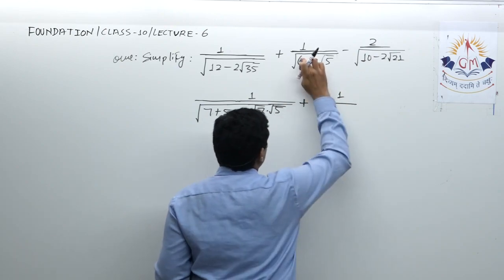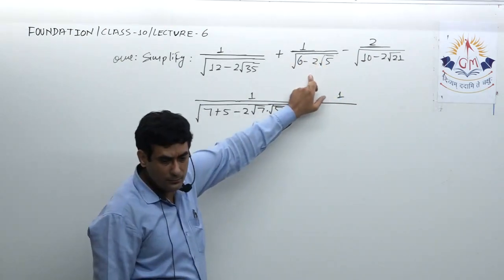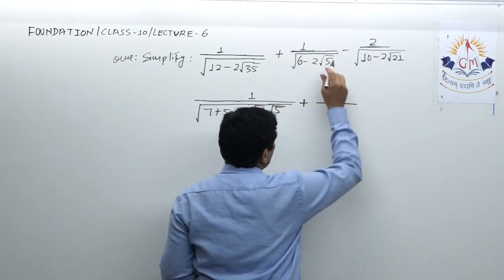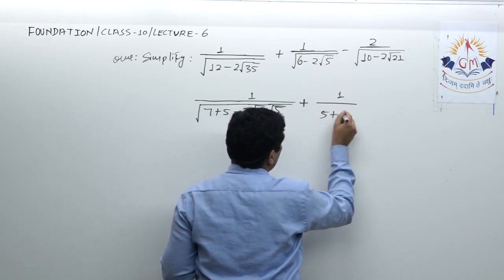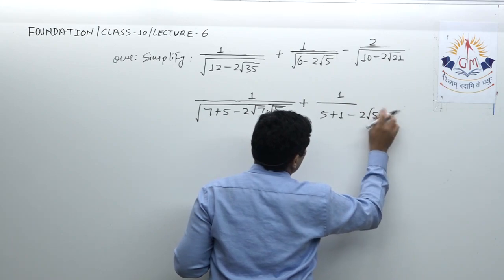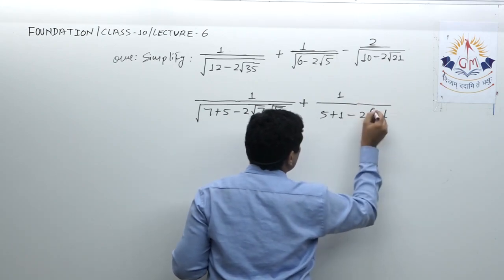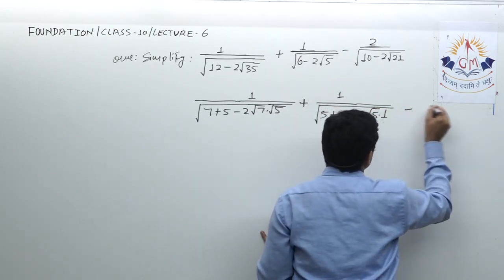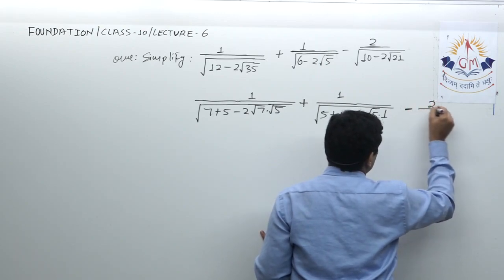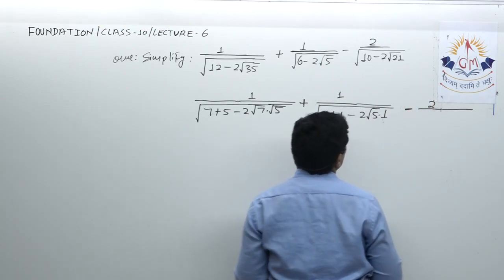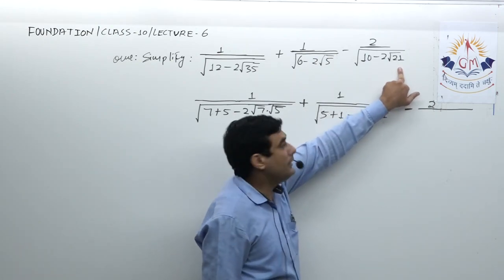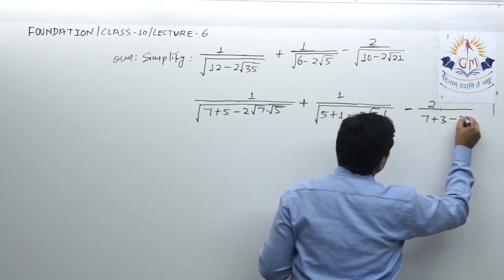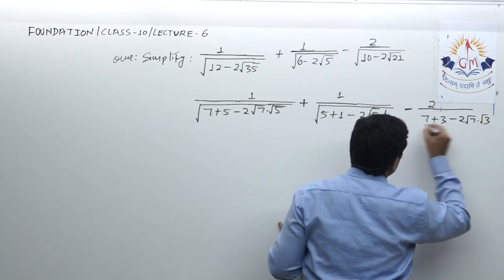1 upon, now again in the previous sum we have the almost similar term. Exactly the same was there. So here I can write 5 plus 1 minus 2 root 5 into 1, and its square root definitely will be there, minus 2 upon root 10. Now see, two numbers whose product is 21 and sum is 10 are 7 and 3. So here I will write 7 plus 3 minus 2 root 7 into root 3.